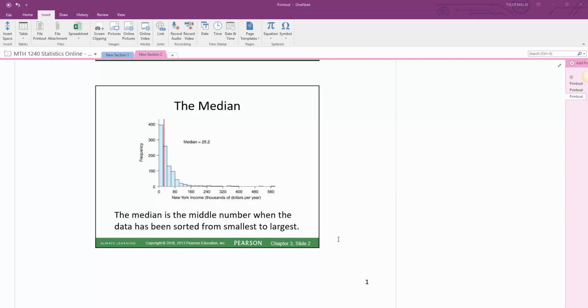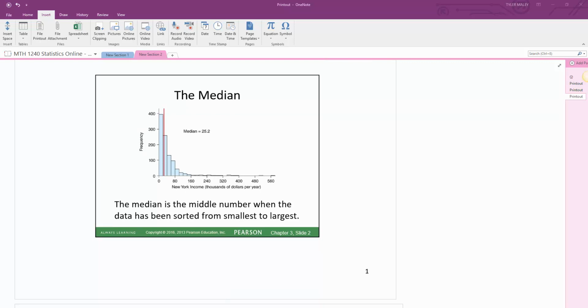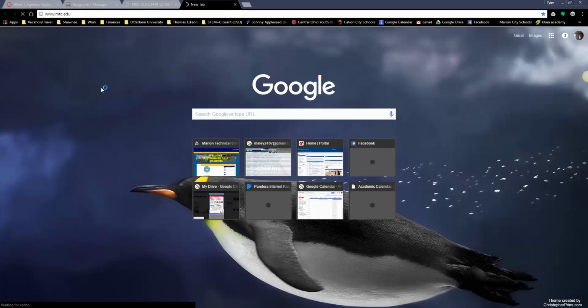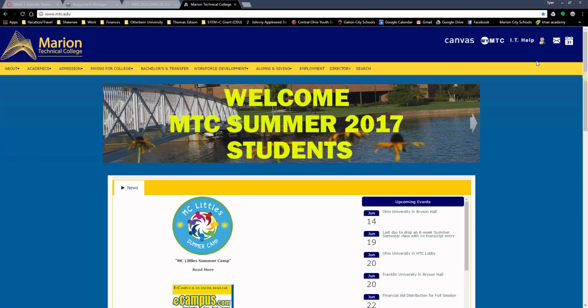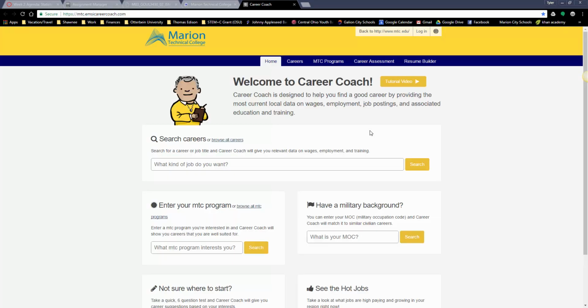Actually, I want to show you an example of this in everyday life. If I go to Marion Tech's webpage and click in the top right-hand corner, there's this guy with a yellow shirt on. If you click on this, it will open up Career Coach. Career Coach is a website that you can use to search on careers and find some data about the career, like what kind of training it takes, what the median income is, and so forth. I'll just type in, I don't know, medical laboratory assistant.